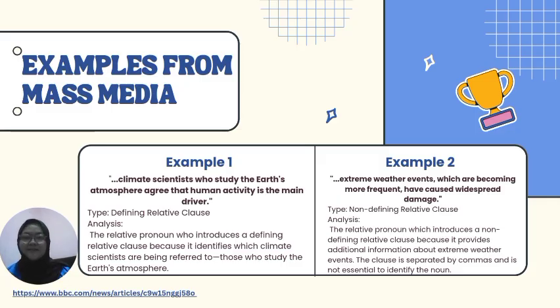The second example is: extreme weather events, which are becoming more frequent, have caused widespread damage. In this sentence, which introduces a non-defining relative clause. The information which are becoming more frequent only provides additional information about extreme weather events. The commas indicate that the clause is not essential to identify the noun. This example shows that relative clauses are frequently used in news articles to provide clear and detailed information.